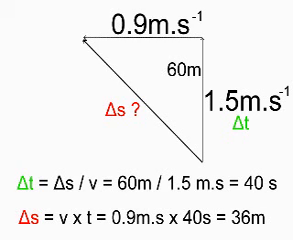We take, for example, a swimmer going at 1.5 meters per second over a 60-meter broad river. We calculate the time that it would take as 40 seconds by taking the change in distance over velocity. If the current moves left at 0.9 meters per second, we can get the displacement distance as 36 meters by taking velocity times change in time, which is 0.9 meters per second times 40 seconds.